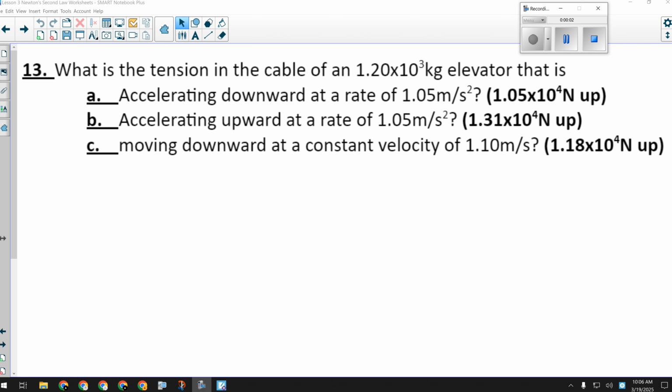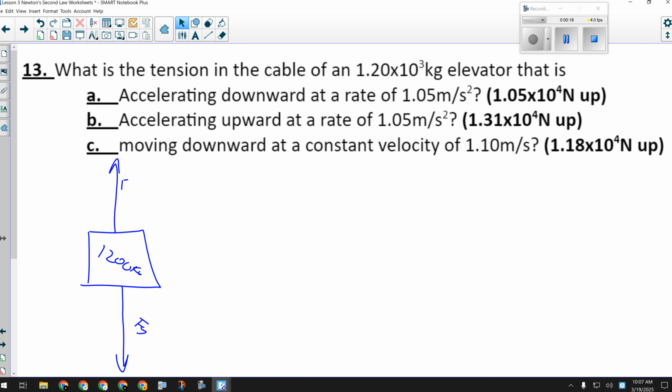In number 13, A, B, and C all deal with the same elevator, right? In the situation in A, we know it's a 1,200 kilogram elevator. It says it's accelerating downward. That means Fg is greater than the tension in the cable. They tell me the acceleration, and I know the mass. What can I calculate with those two?